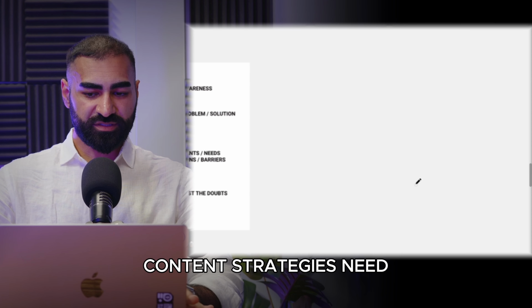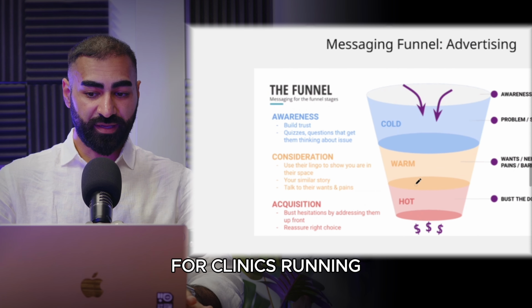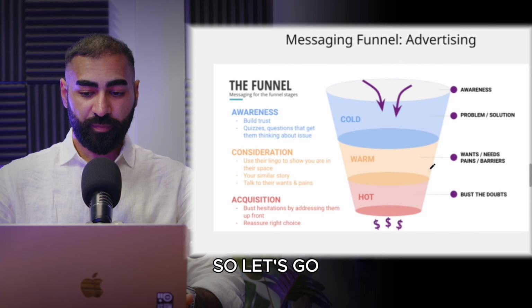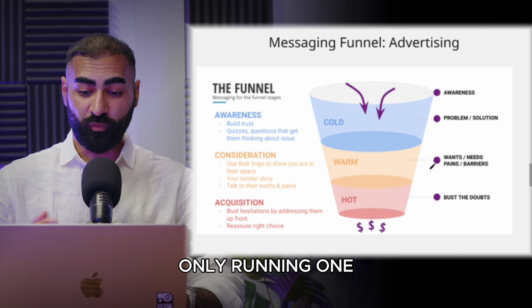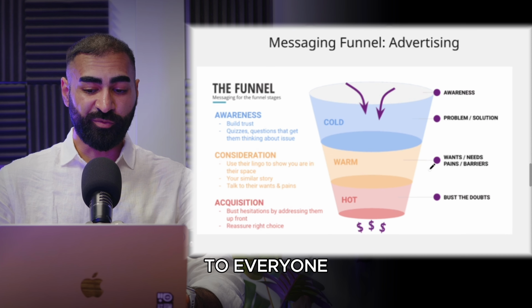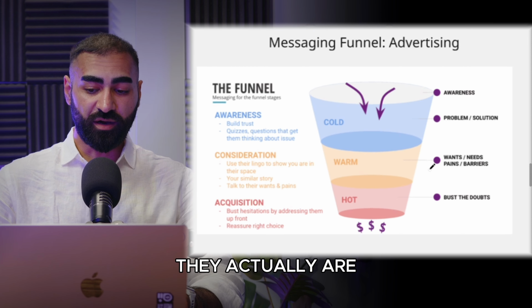Okay, so this is how content strategies need to work for clinics running advertising content. So let's go back to the messaging funnel. And now the mistake I see constantly is clinics only running one ad with one message to everyone, regardless of where they actually are in their decision.